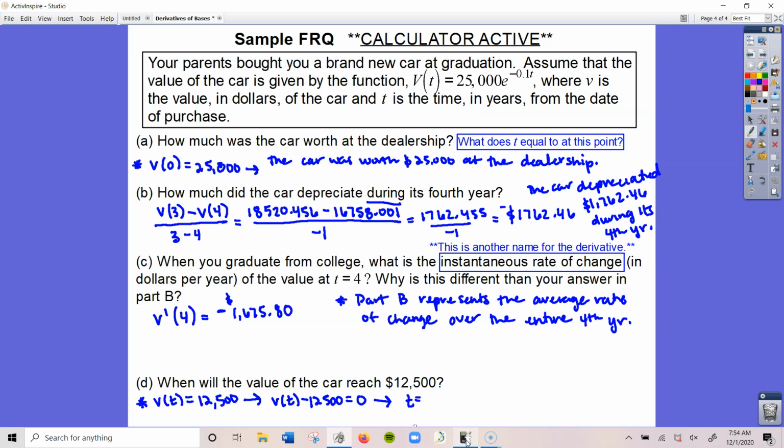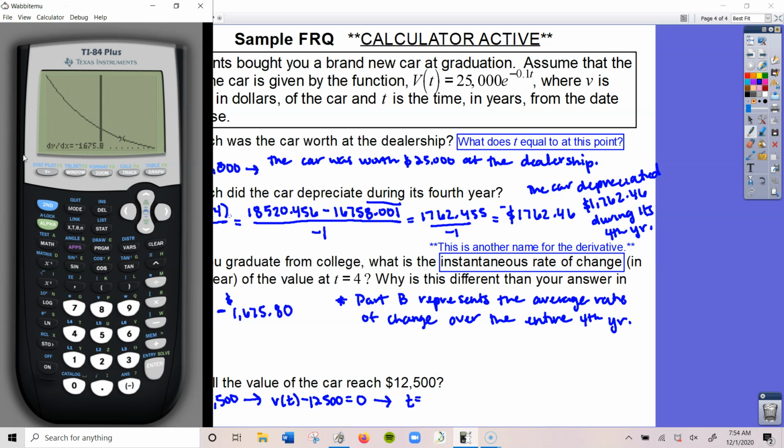So we're going to go to the calculator and I'm going to have to adjust my equation because what I have graphed right now is just v of t. So I'm going to go to the end here and put minus 12,500. And now I'm going to go ahead and graph. Now when we graph, you can see that the graph has shifted downwards, and that's because of that minus 12,500.